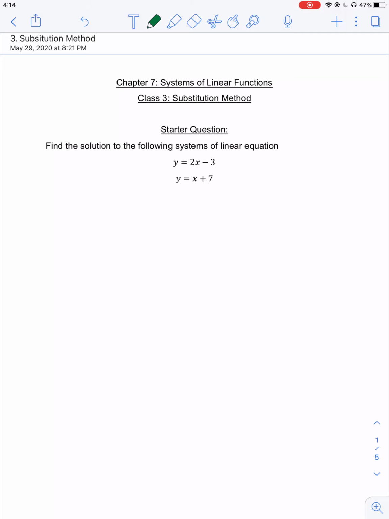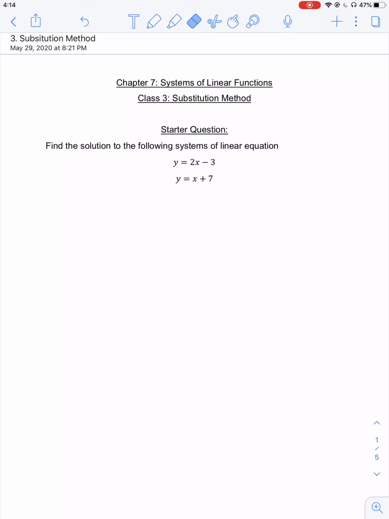But the focus of this class is I'm going to show you a new technique known as the substitution method, and then I'm only going to be posting two videos this week. So next class it will be another technique known as the elimination method. Everything will essentially show you how to find the point of intersection. Sometimes it just makes sense to use a different technique because it will be faster.